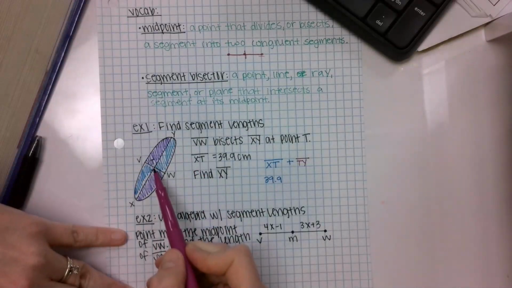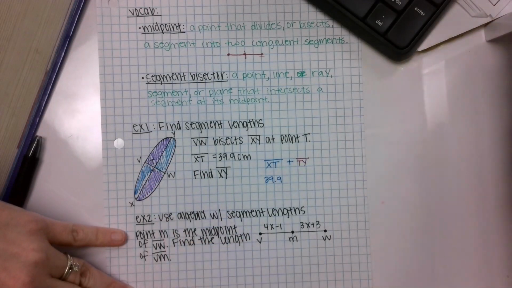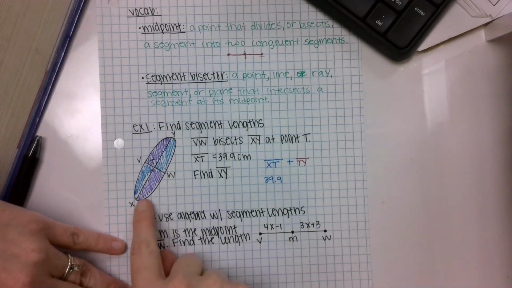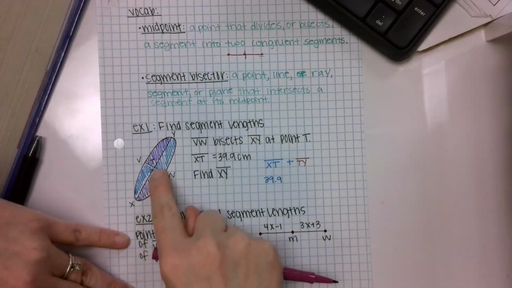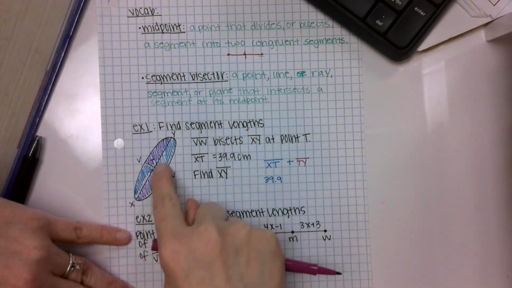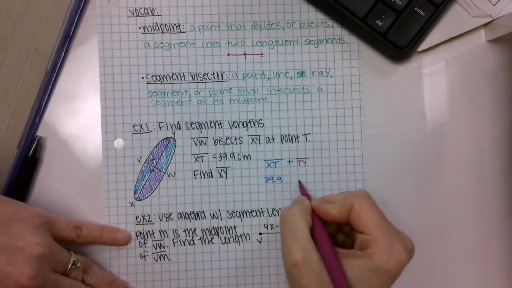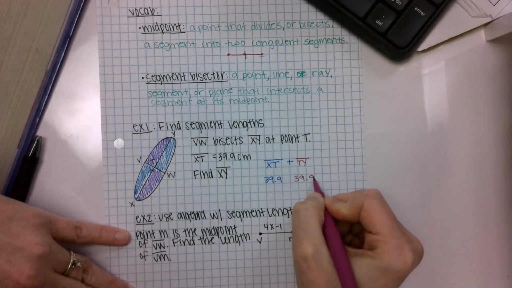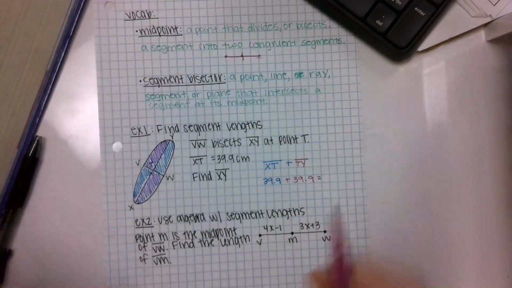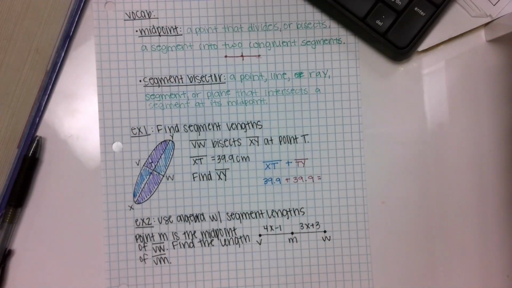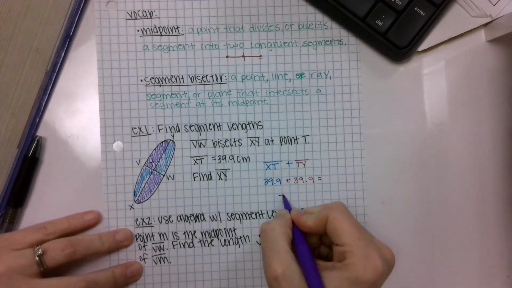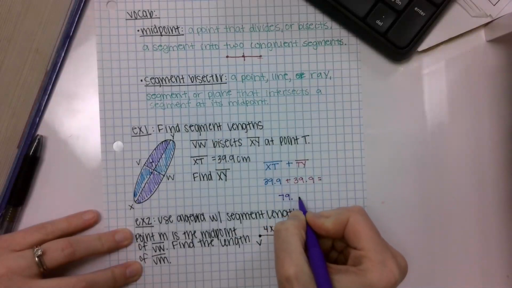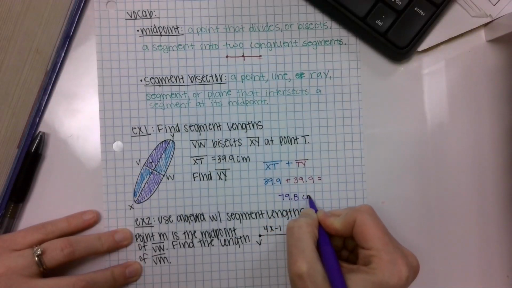Since T is a midpoint for that line, it cuts it directly in half, which means it's two equal parts. So whatever the distance of XT is, that's the same distance for TY. That should be 39.9. So I'm just going to add those together. Basically, you could have just multiplied by 2, right? It's the same thing. I don't have a calculator on me, but it should be 79.8, and this was centimeters.